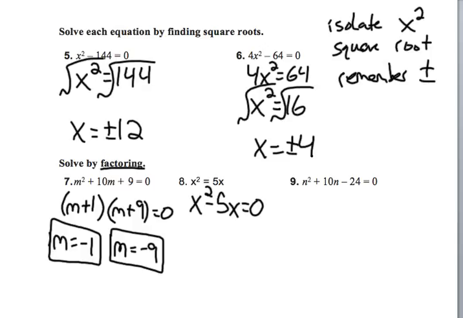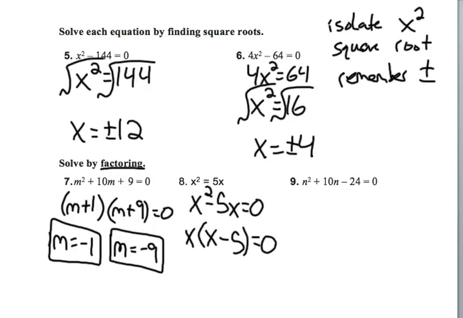Now, this one always gets students, okay? Because it's actually really easy, but it's so easy that you forget it, okay? I have an x in both of my terms, correct? So I'm not going to get 2 parentheses like we're fans of getting these days. I can just pull that x out, can't I? I can factor the x out of both of those terms to get that.